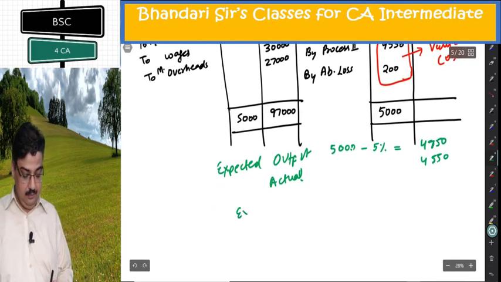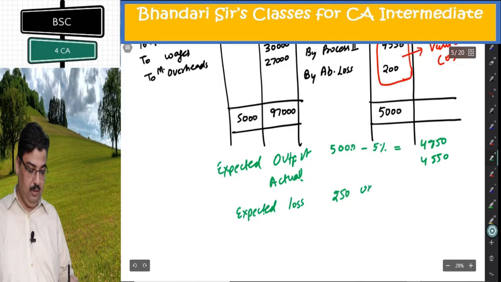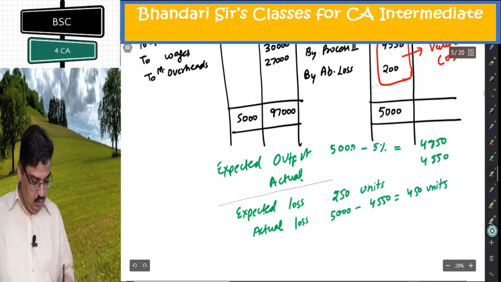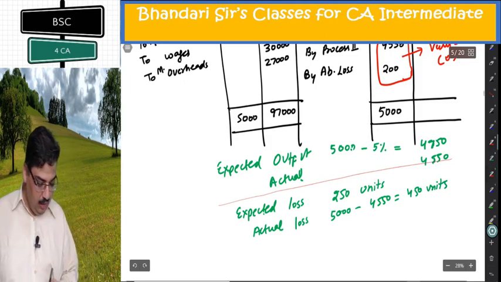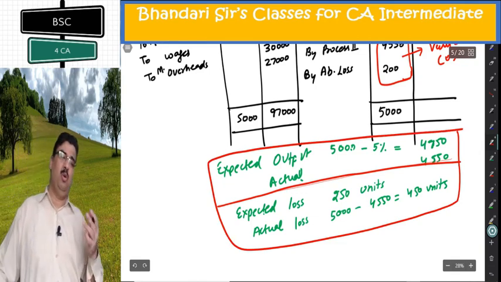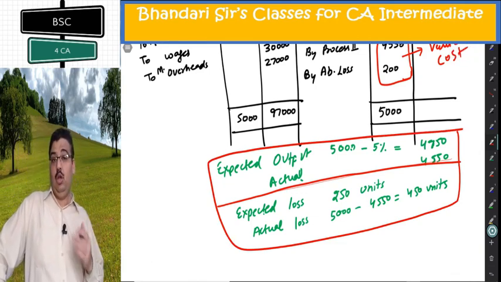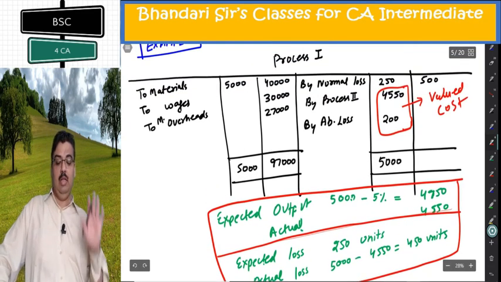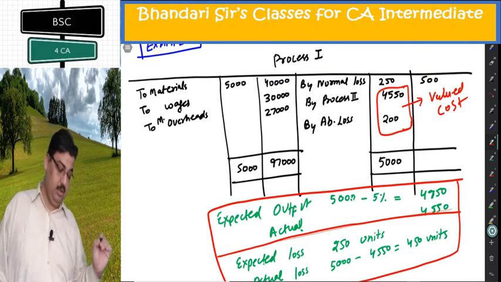Third way is expected loss, 250 units. Actual loss is 5,000 minus 4550, 450 units. You can check in all the ways there is abnormal loss. Your output is less, 200 loss. Your actual loss is more than expected loss, by 200. That is abnormal loss. Or the best way, easiest way, is the balancing figure in the units column in the process account.